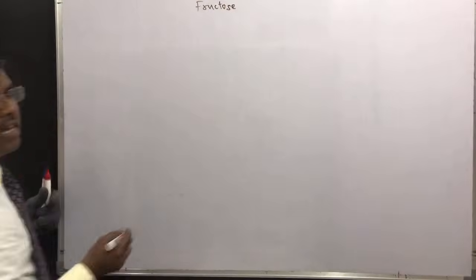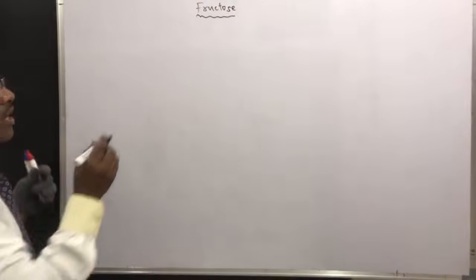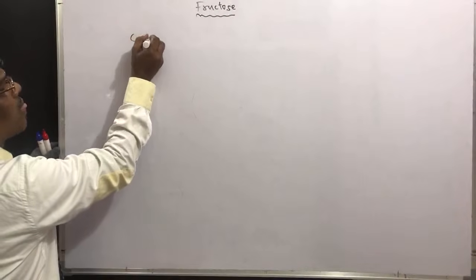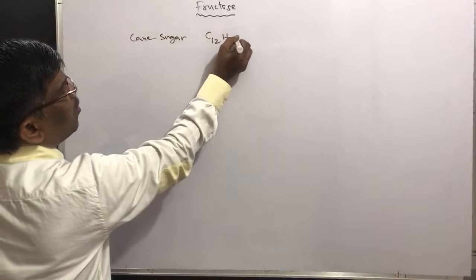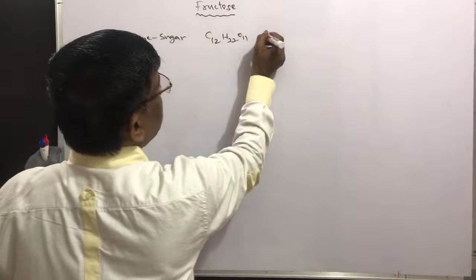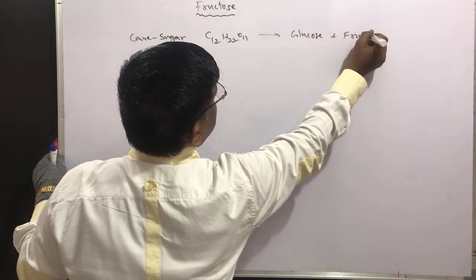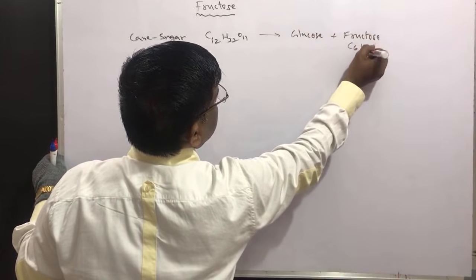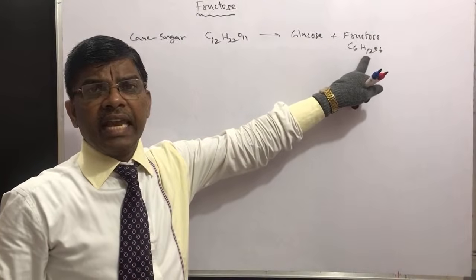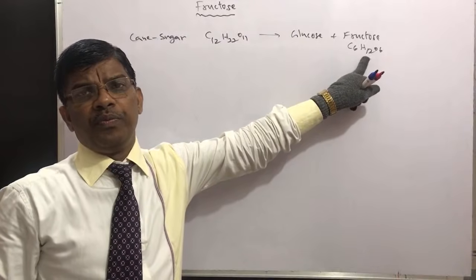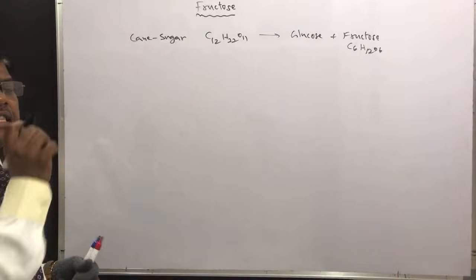So just now we have learned that fructose can be prepared from sugar, cane sugar or sucrose, C12H22O11. It is obtained from glucose. Now we know the structure of glucose and fructose. So the fructose formula is C6H12O6, and it is observed that it has a keto group.